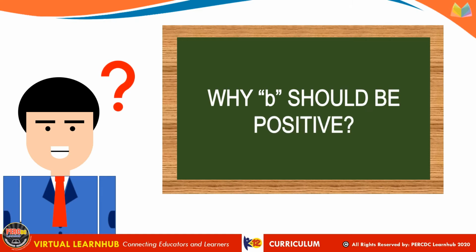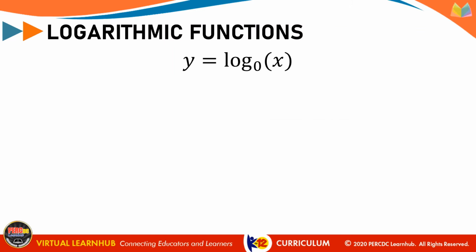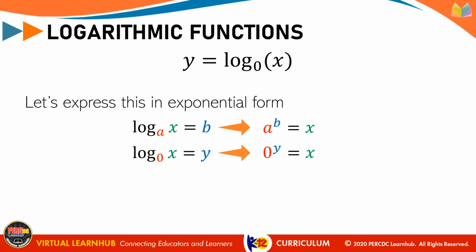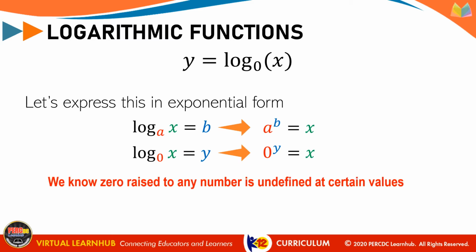Now let's discuss why b should be positive. In our first example, we have y equals log of x to the base 0. In this example, our base is 0. Transforming this into exponential form, from log of x to the base a equals b, it will become a raised to b equals x. So from log of x to the base 0 equals y, it will become 0 raised to y equals x. But we know that 0 raised to any number is undefined at certain values.